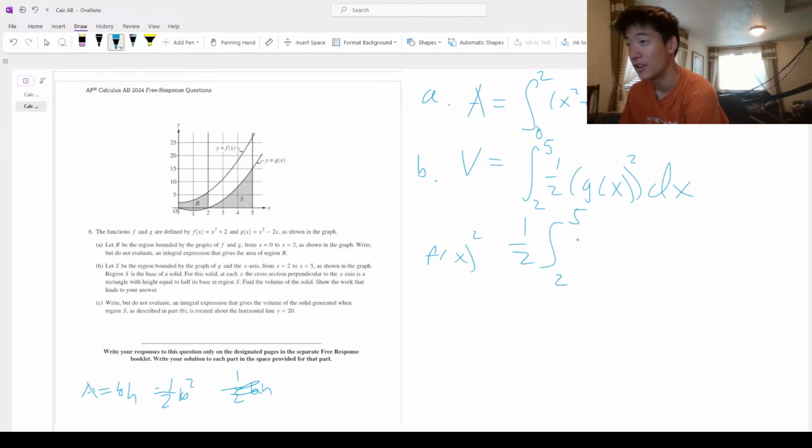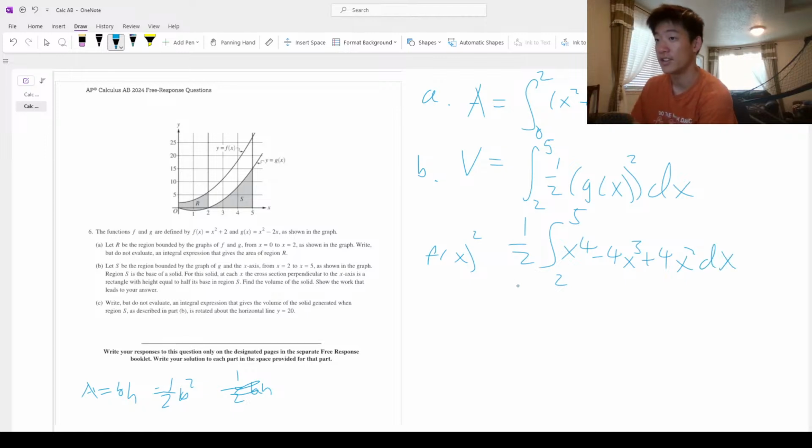Okay, so we got to expand it out. x to the 4th minus 4x cubed plus 4x squared dx. This is an absolute abomination. But to be fair, this is the only thing that you're evaluating in this entire problem. So sure. I still don't like seeing this at all. Okay, there's no way I'm simplifying the final answer though.